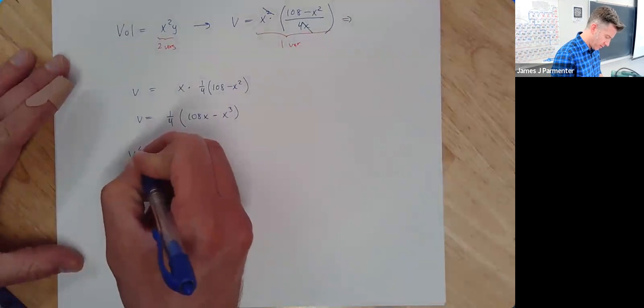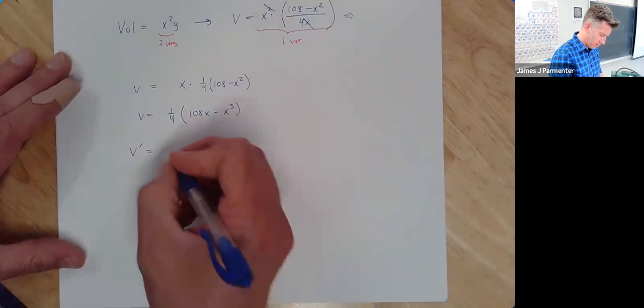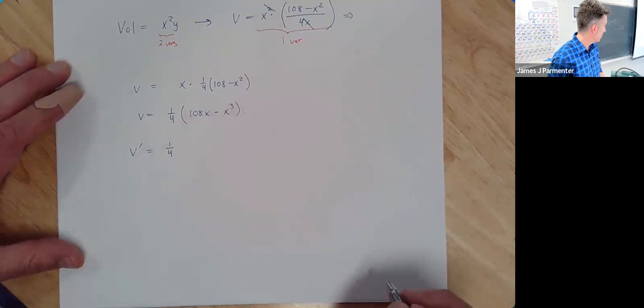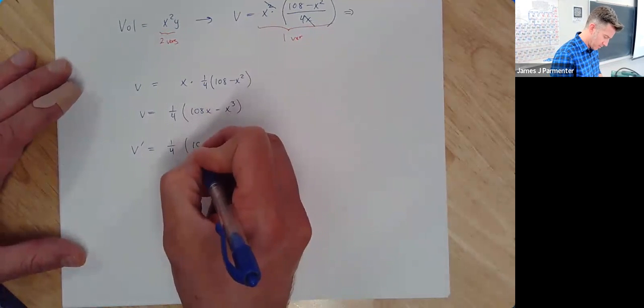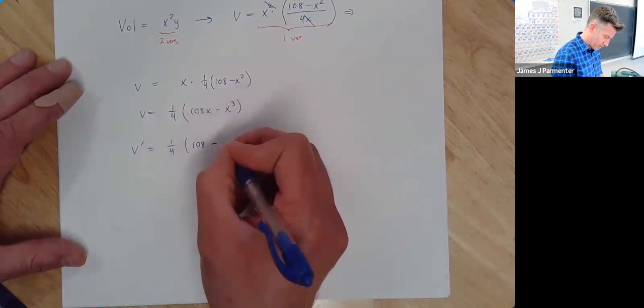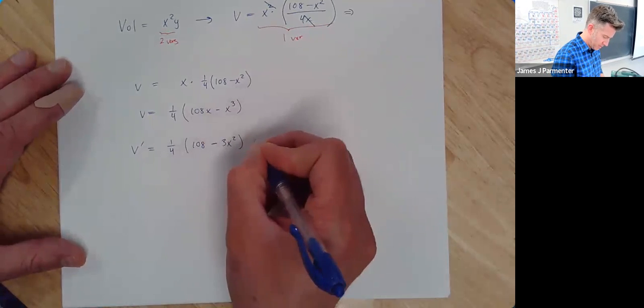So then we're going to take the derivative. The derivative here, the 1/4 constant hangs out. The derivative of 108x is 108. Derivative of x cubed is 3x squared. And what are we setting this equal to?